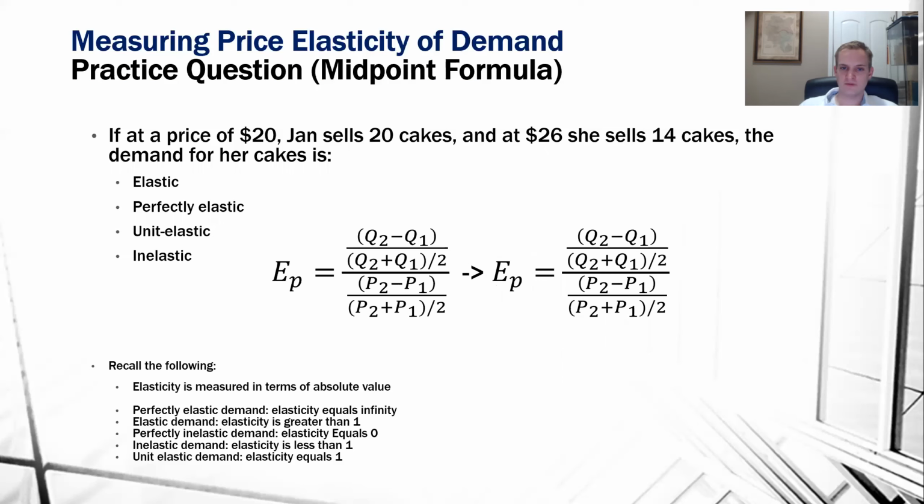Now let's insert our values here. P1, like I said, is $20. So this is our first price that Jan was using for her cakes. She then increased the price to $26. So $26 is our P2. Q1, our initial quantity, is going to be 20. Q2, the amount that Jan sold after increasing her price, is 14 cakes.